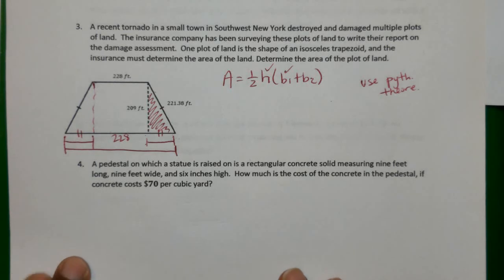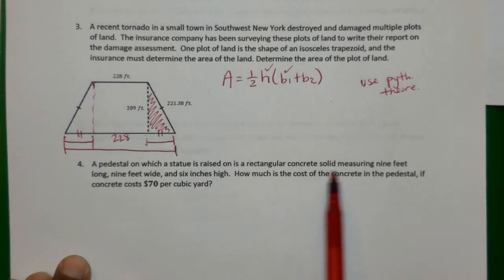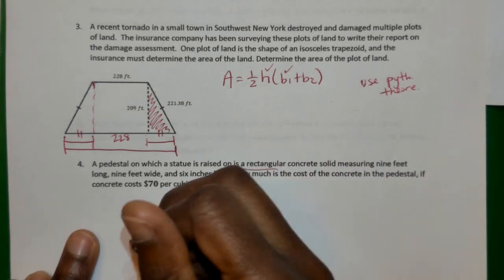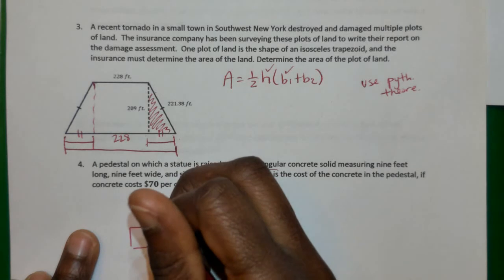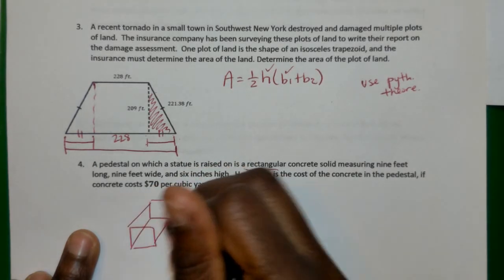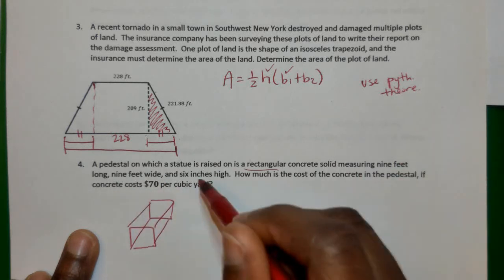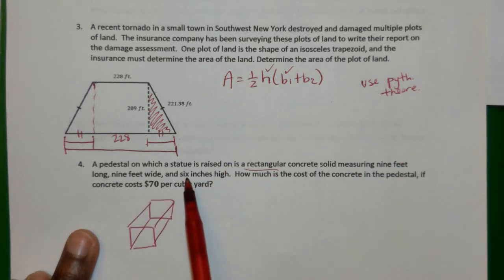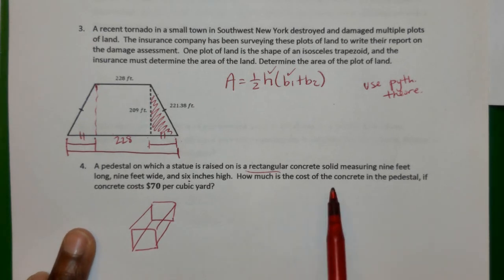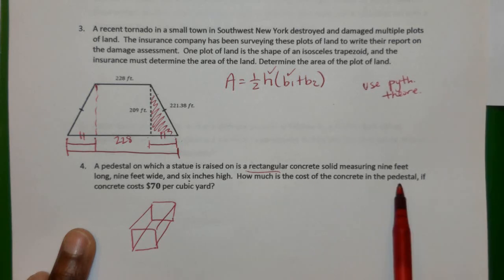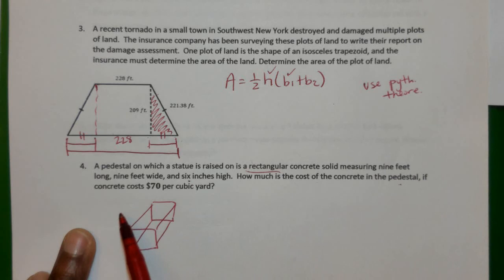Okay, so a pedestal on which the statue is raised on a rectangular. Okay, so this one is just doing a rectangular prism again. It's 9 feet by 9 feet by 6 inches. So they're not all the same units of measure. And then how much is the cost? We want to see which one we want to use to convert it to. How much is the cost of the concrete in the pedestal if concrete costs $70 per cubic yard?